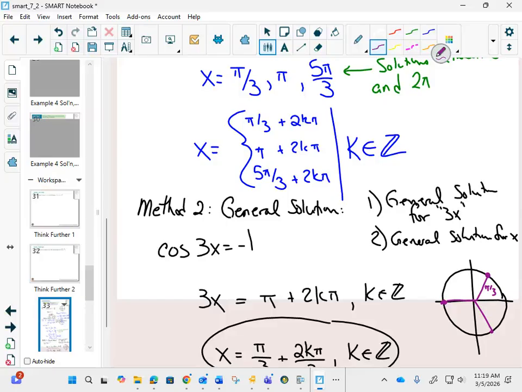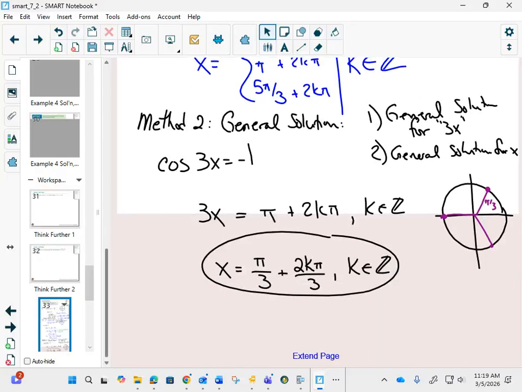The second solution only has, and I'll show it in orange, this one. But then how much does it jump? It doesn't jump all the way around. This doesn't mean everything coterminal with pi over 3. This says take pi over 3 and then jump 2 pi over 3 as many times as you want.